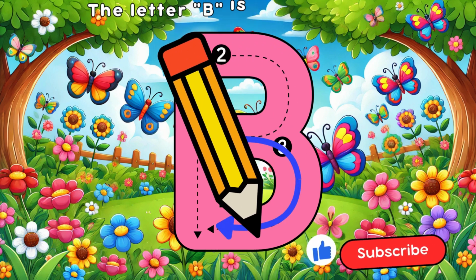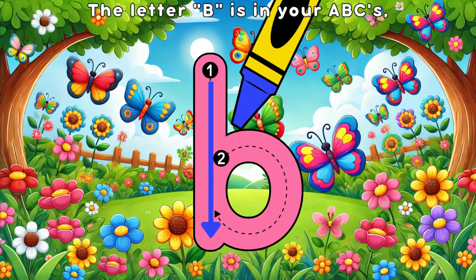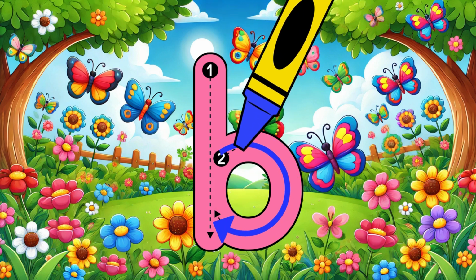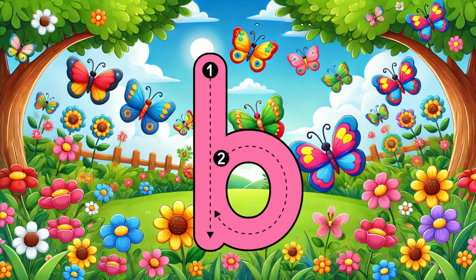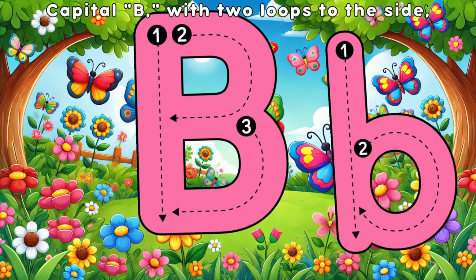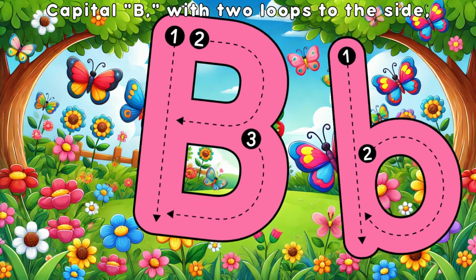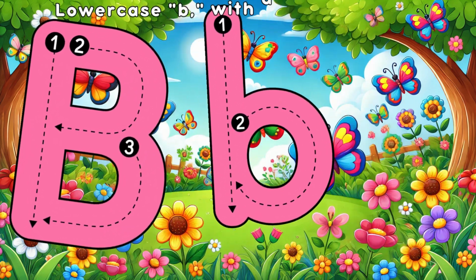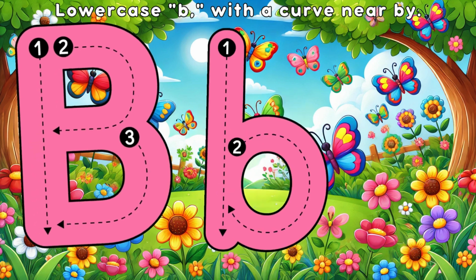The letter B is in your ABCs. Let's sing it together. 1, 2, 3. Capital B with two loops to the side. Lowercase b with the curve nearby.